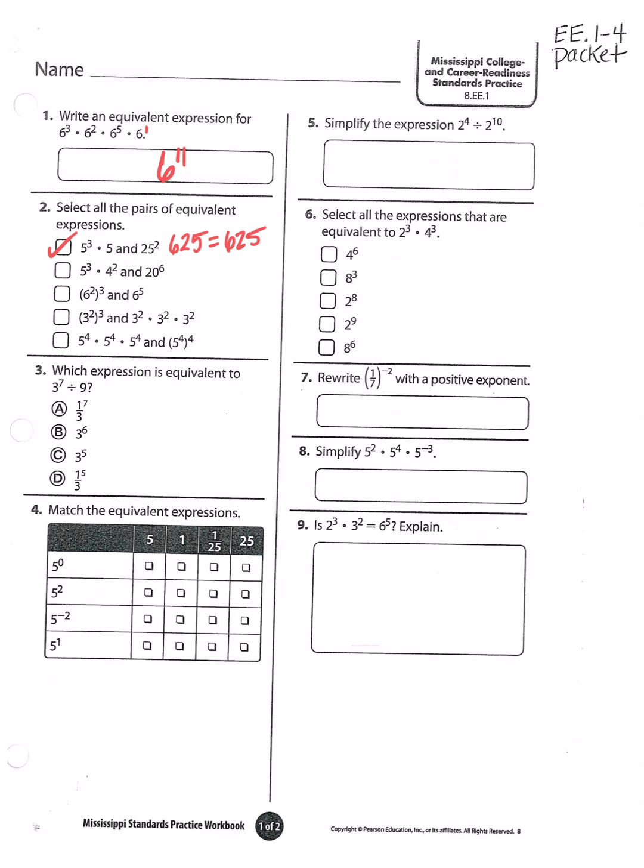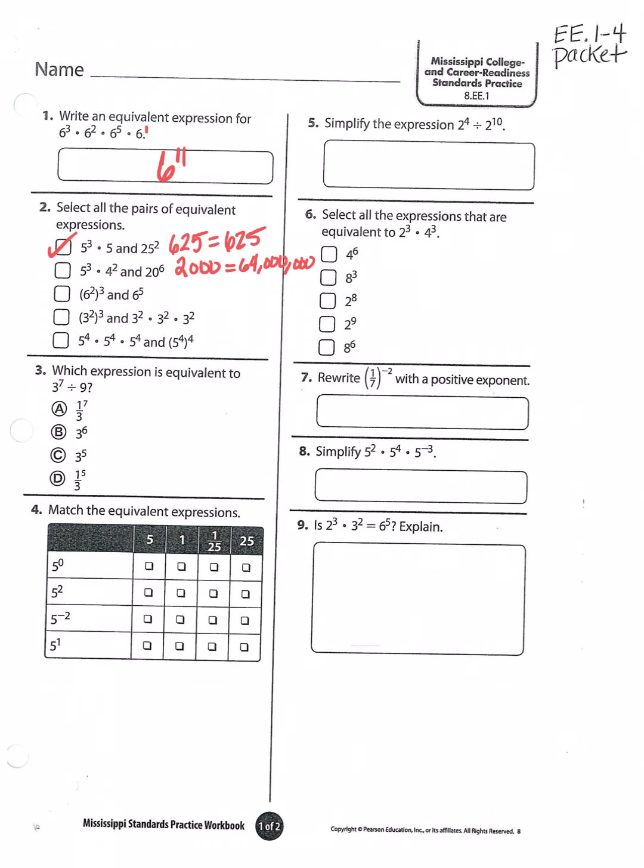The second one, 5 to the 3rd times 4 squared. So again, you're just punching that in your calculator. 5 to the 3rd times 4 squared is 2,000. And the other one, 20 to the 6th power, is not 2,000. It's actually 64 million. So a lot bigger number. So that one's not equivalent.